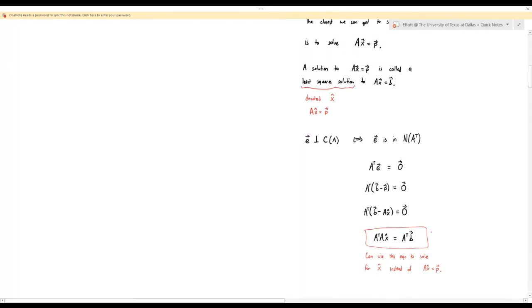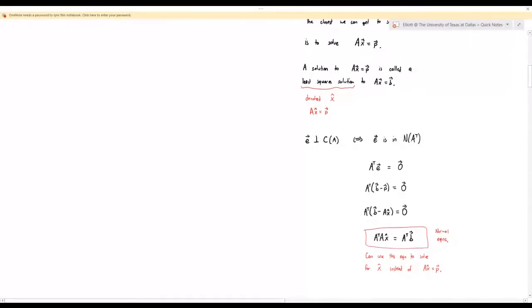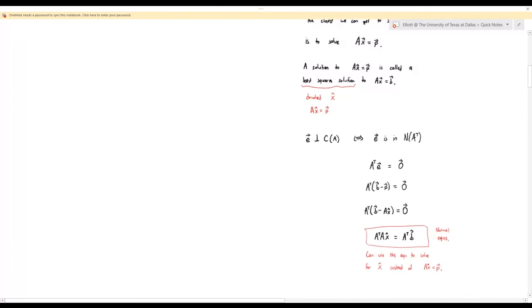This equation that I've boxed here is sometimes referred to as the normal equations. I don't know if you guys have heard that terminology. If you hear the terminology normal equations, it refers to this equation here, A transpose A times x hat equals A transpose b. Okay?